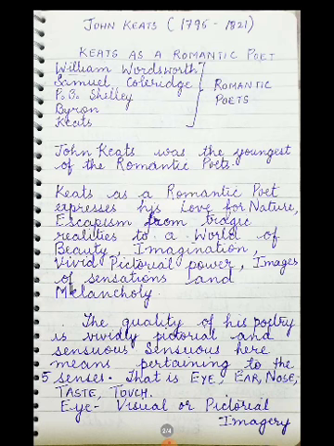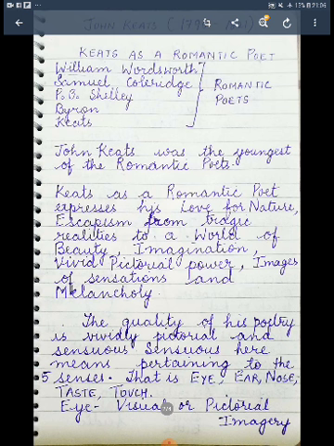Keats, as a romantic poet, expresses his love for nature, escapism from tragic realities to a world of beauty, imagination, vivid pictorial power, images of sensations, and melancholy. Now, what is melancholy? Melancholy का मतलब होता है बच्चों उदासी या दुख दर्द.